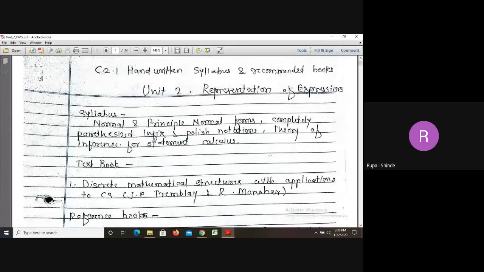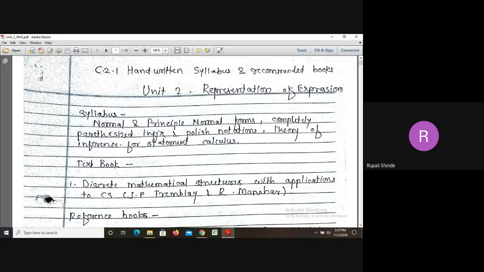In this chapter, we are going to see normal and principal normal forms. Normal forms means what? That is disjunctive normal form, that is DNF, and conjunctive normal form, that is CNF. And principal normal forms means what? Principal disjunctive normal form, that is PDNF, and principal conjunctive normal form, that is PCNF. So there are a total of 4 forms, and we have to solve examples based on these 4 forms.